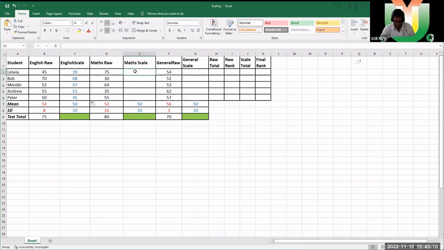So we do the same for maths, and maths here is out of 80, English is out of 75.